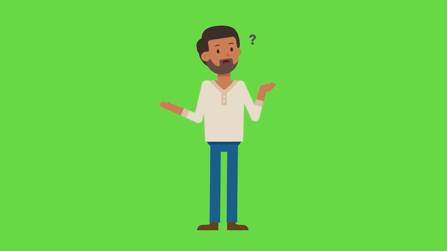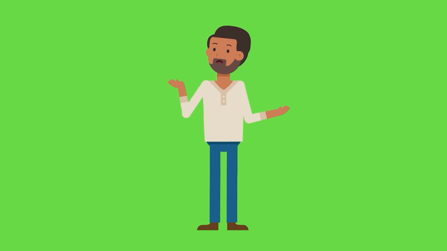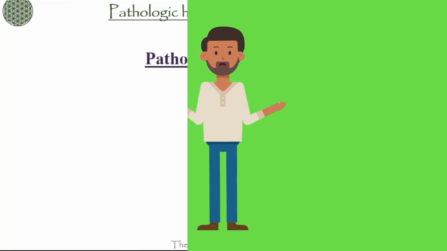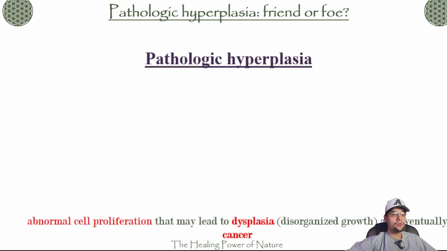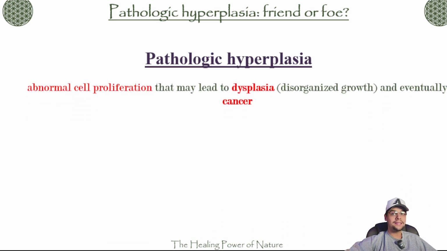So how do we know, is hyperplasia good or bad? Pathologic hyperplasia. One way I like to think of this is friend or foe. Hyperplasia is often a normal response to increased demand. It can become pathological under certain conditions. Pathologic hyperplasia refers to abnormal cell proliferation that may lead to dysplasia and eventually cancer. So when there are abnormal cells proliferating, we call that dysplasia. Dysplasia can lead to cancer. It's very important to recognize this.